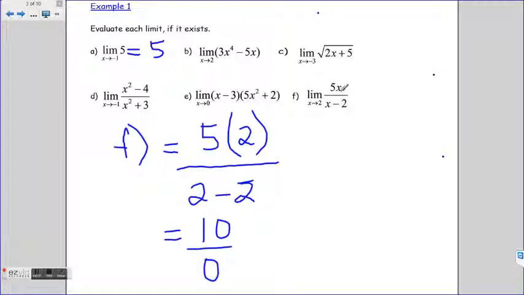So we have a division by 0. Any fraction that has a 0 in the denominator is undefined. So the function is undefined at x equal to 2, which means that the limit does not exist. So we can simply write does not exist and move on.